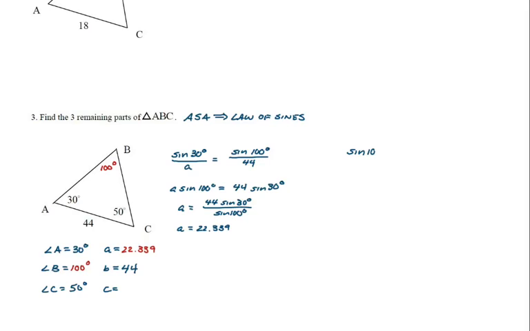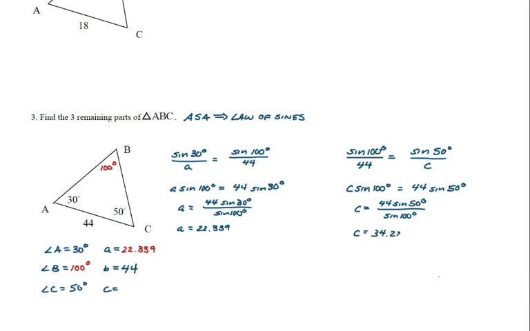So what I'm going to do is sine of 100 over 44 equals sine of 50 over side C, which I don't know. So cross multiplying or clearing fractions, I should get C sine of 100 equals 44 sine of 50. To solve for C, I would divide both sides by sine of 100, which should give me a C value of 34.226. And I have all 6 pieces of my triangle, all 3 angles and all 3 sides, using the law of sines twice.